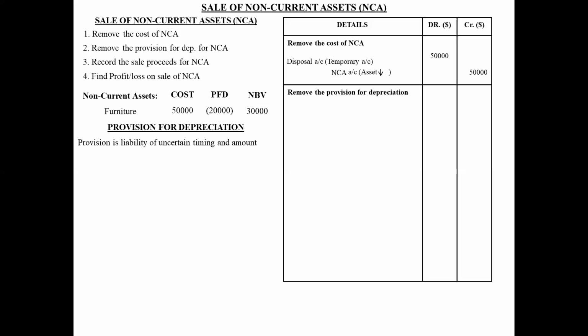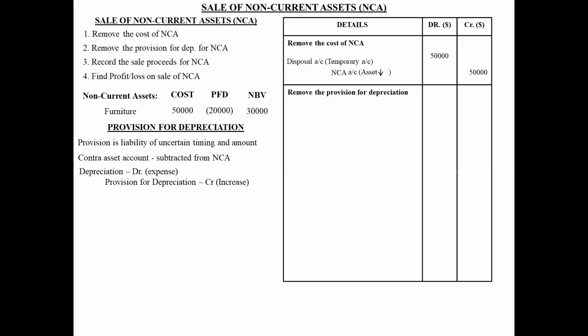So I told you that it's a provision. A provision is basically a liability of uncertain timing and amount. And liability when increases, it is credit. When decreases, it is debit. Secondly, it's a contra asset account. It is subtracted from non-current assets, so it has a credit balance. Third, the journal entry when you pass for depreciation is depreciation DR and provision for depreciation CR. Whenever there is increase in provision for depreciation, it is entered on the credit side.